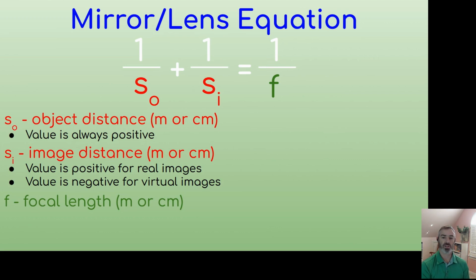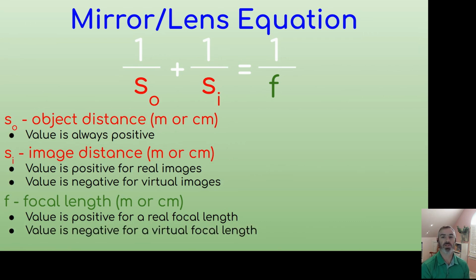Now the focal length, much like the image distance, can be positive or negative. The value is positive for a real focal length. That would be for a concave mirror, where the rays of light actually pass through the focal point. And the value is negative for a virtual focal length, which is going to be a convex mirror.